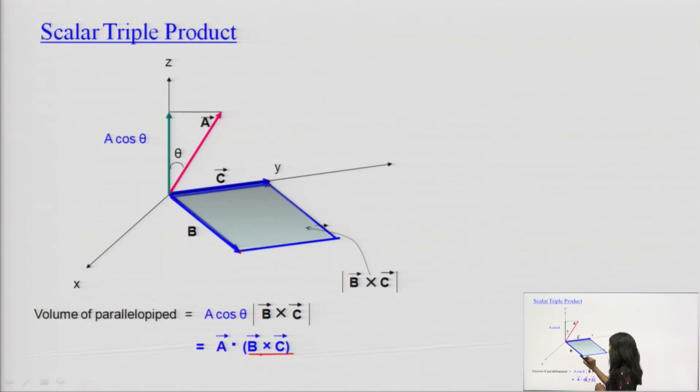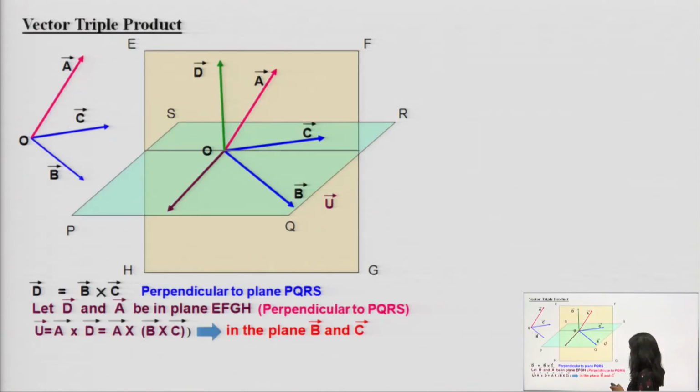As we are going to do the cross product of B and C, the result of B cross C is something like this. Now further we need to do the dot product of A with B cross C, which is known as the scalar triple product.